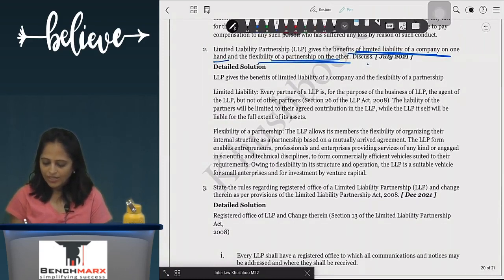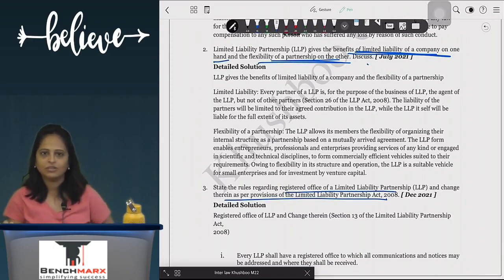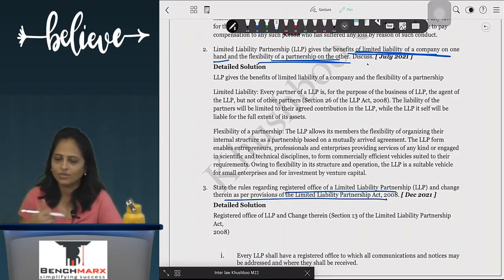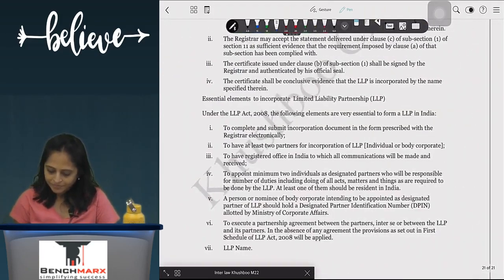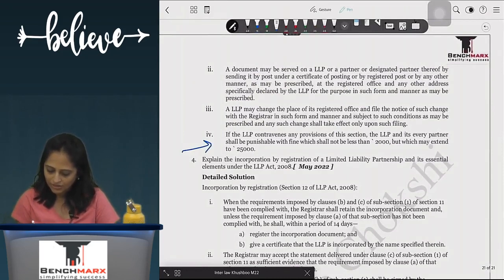State the rules regarding registered office of LLP and change as per the LLP Act. Change in the office. So registered office जो है is for receiving notice communication. You have to inform the registrar of LLP. Any change also has to be intimated to the registrar LLP. अगर नहीं किया तो of course फाइन लगेगा, वो लिख देना.